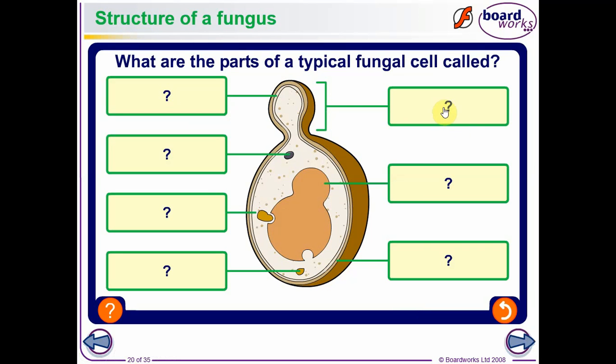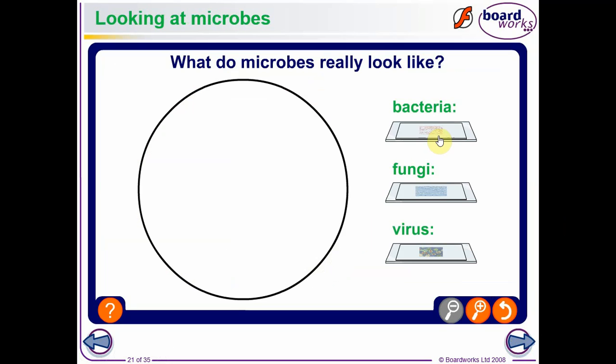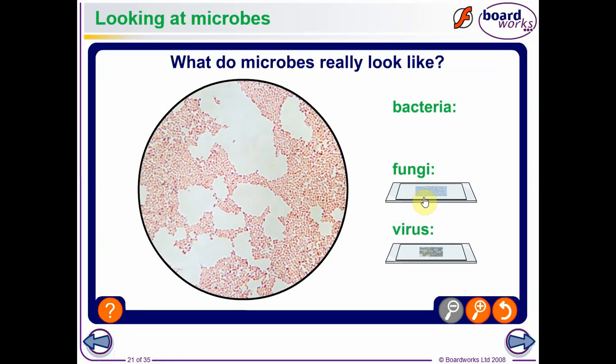So it depends on the type of yeast. Okay, here you have, this is the bud. Of course, this is the cell membrane, the nucleus, the cytoplasm. We don't need to know this, which is the food storage granule. We need the vacuole and the cell wall. So we need to know all the labels, but we don't need to know the food storage granule. We can see those slides under the microscope.